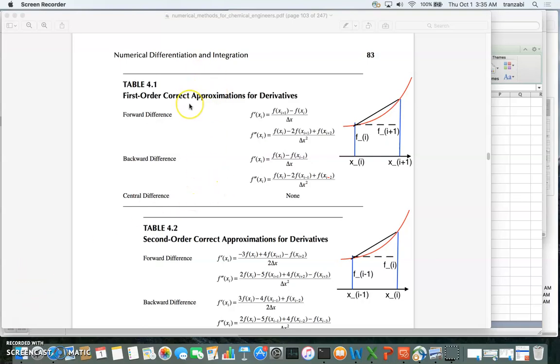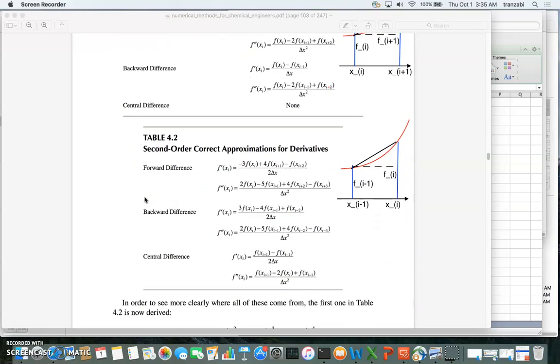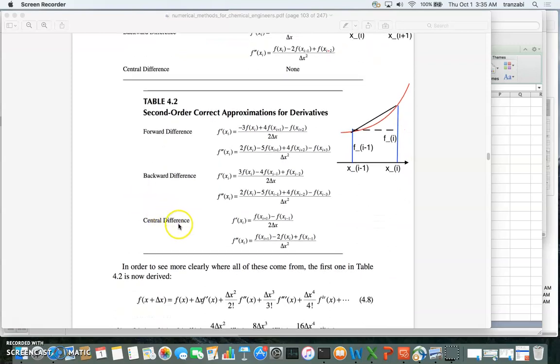In first order approximation, where the truncation of the Taylor series is in the order of delta x, that's why it's called first order, we do not have any central difference version. All we have is either forward difference or backward difference. If you want to do first order approximation, we have only two choices, forward and backward difference. However, if you want to do second order approximation, we have an option for central difference.